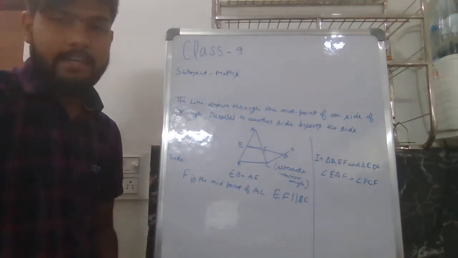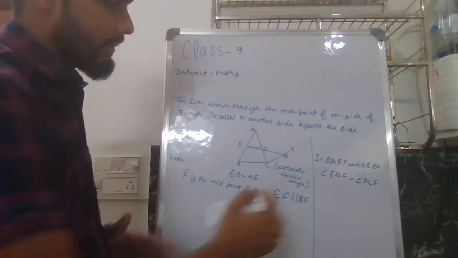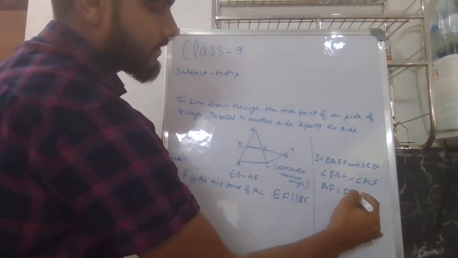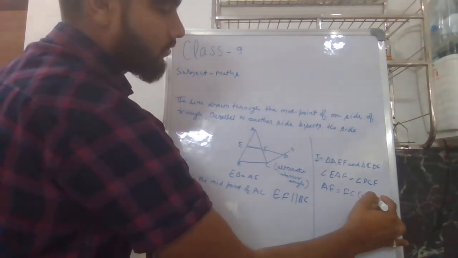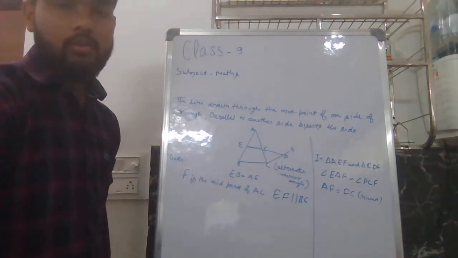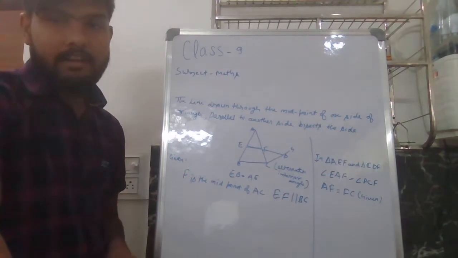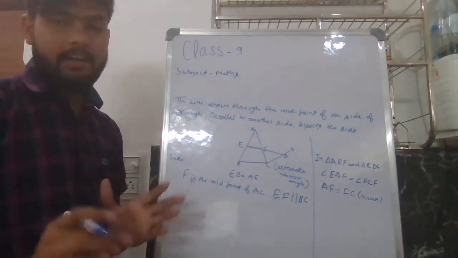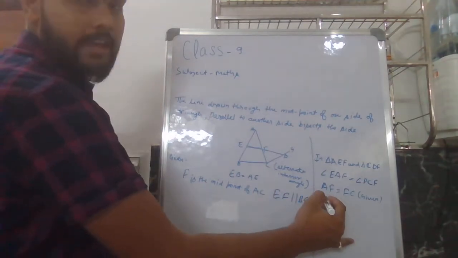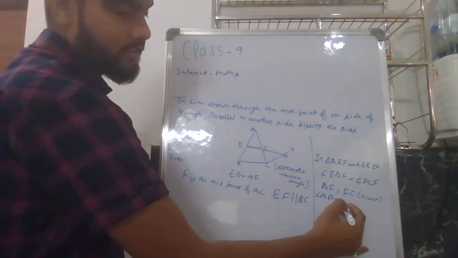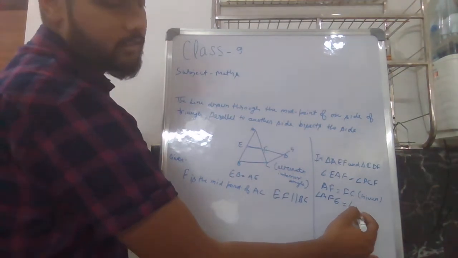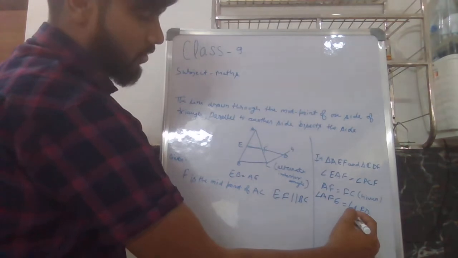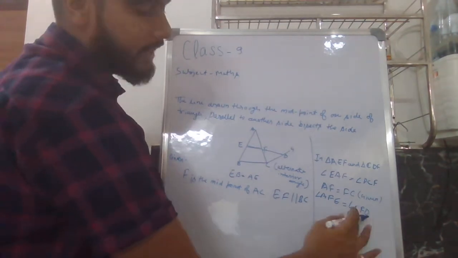Here, given that AF is equal to FC. So AF is equal to FC is given. Okay, so this is given. Then we have to draw the vertically opposite angle, like angle AFE is equal to angle CFD. This is a vertically opposite angle.